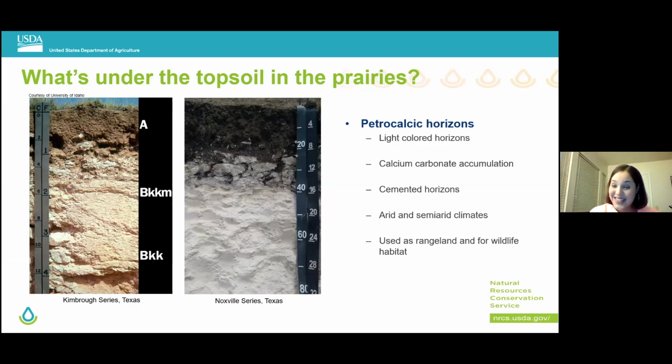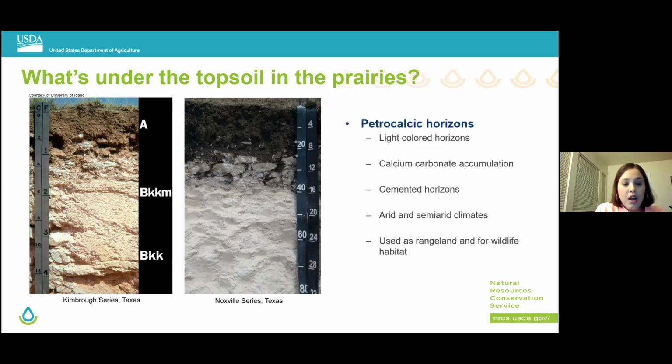I've been doing that before. So really, in the Euphrates, not all the soil is perfect. So something like this, you can use it for rangeland or for wildlife habitat. So what do we have under the topsoil? We can have root limiting layers very close to the surface like this.